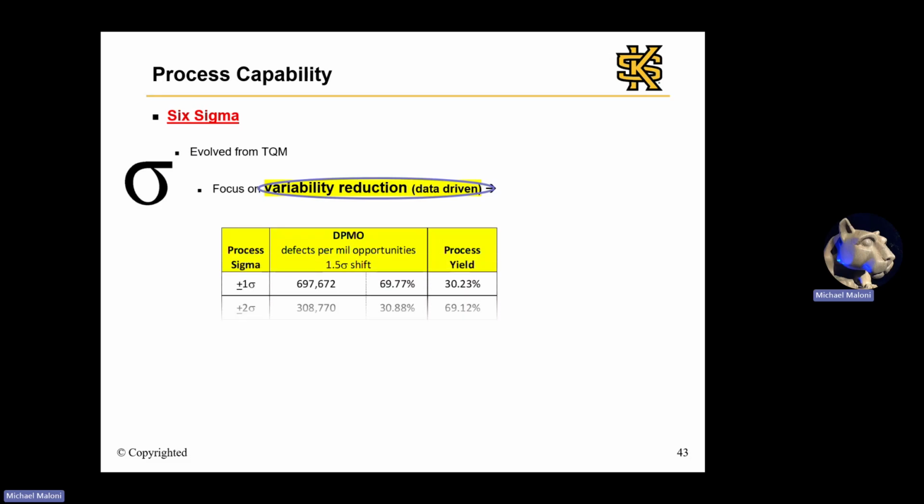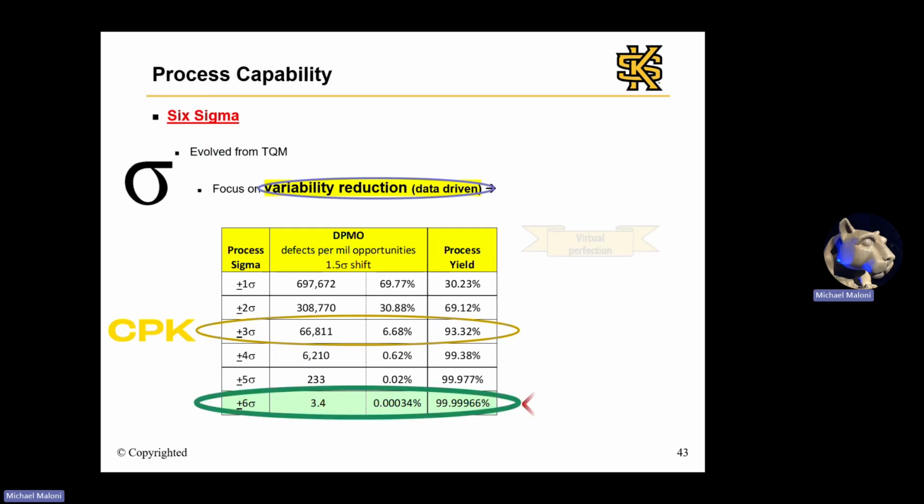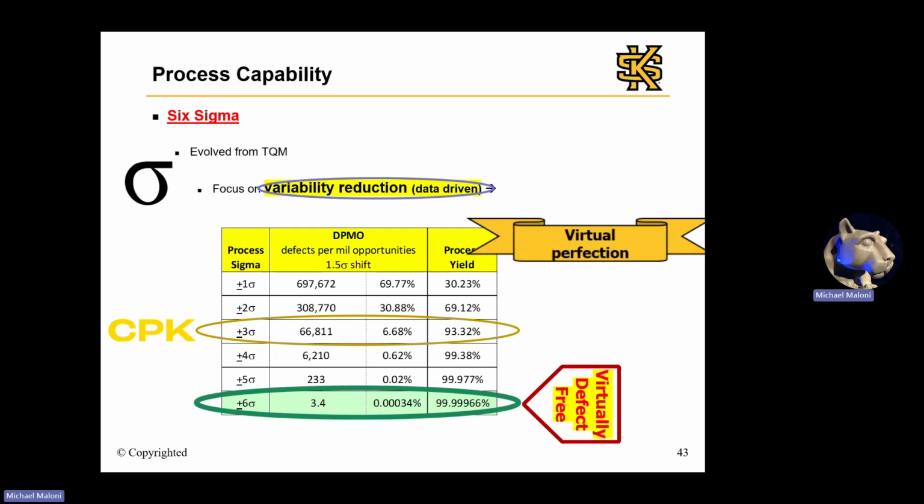And the DPMO chart shows the quality performance of different levels of sigma. A 3 sigma process is equivalent to a CPK value of 1. Such a process has relatively decent quality with about 6.68% defects, but a 6 sigma process has virtually no defects, virtual perfection. And as we'll see next, a 6 sigma process is equivalent to a CPK value of 2. That is, it doubles a 3 sigma process.